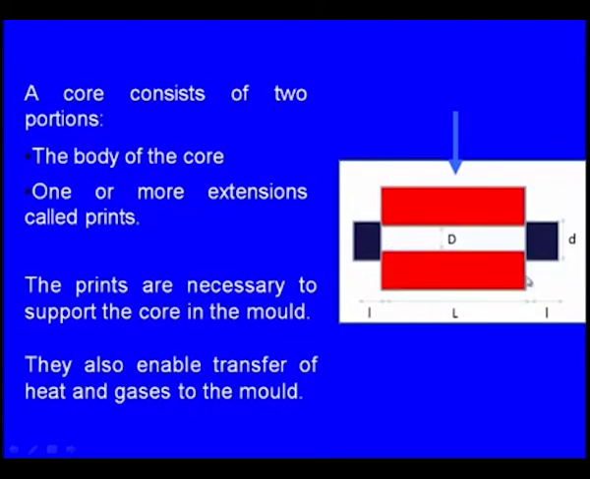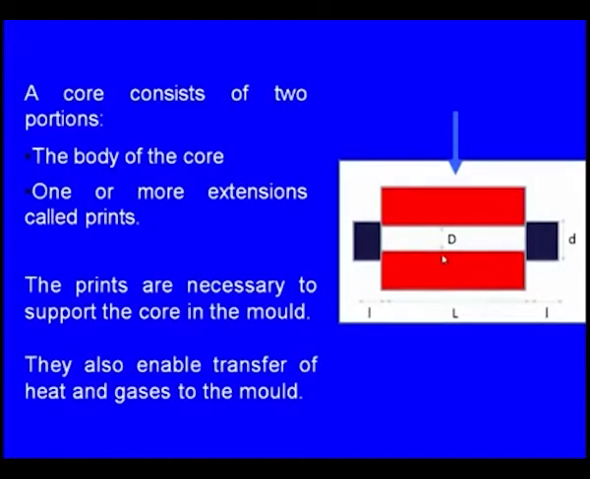But see, here there is an extension and here there is an extension. There we do not want any cavity, nothing, but why is the core extended up to there? Because it will be supported here and here. If these supports are not there, it will fall down. So, these extensions are known as core prints.